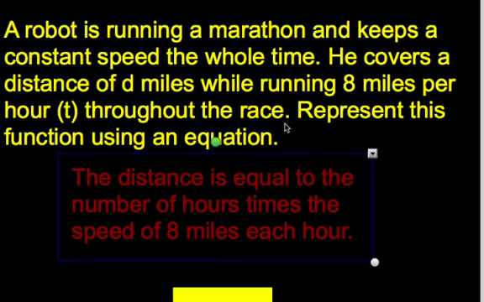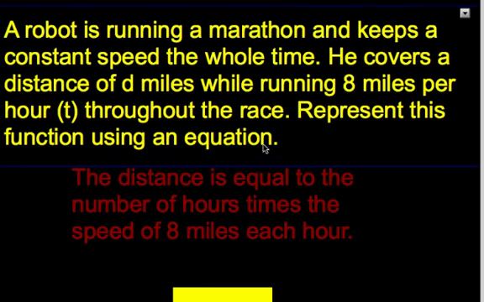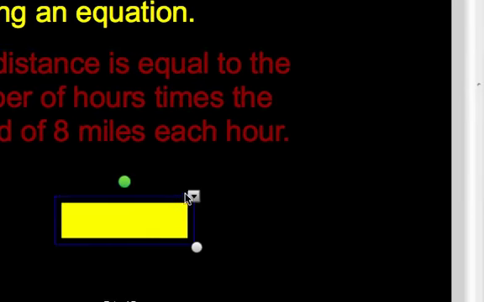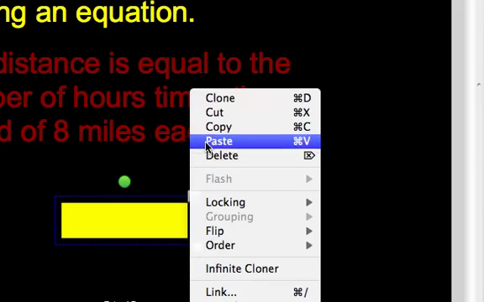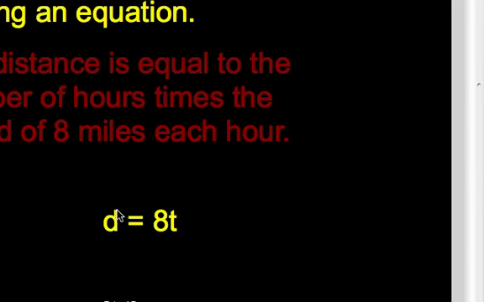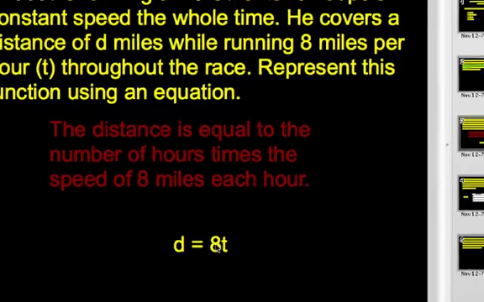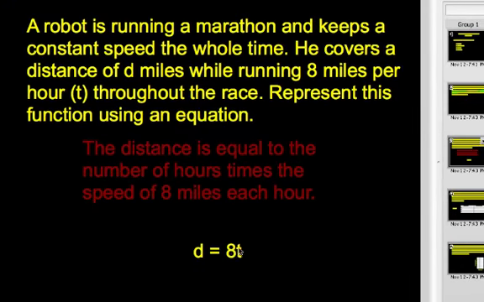So having said that, same problem, robot still running the marathon. Represent this function using an equation. Well, if we remove this here, we'll see that the distance, d, equals 8, which is the speed, 8 miles per hour, times the time, which is how many hours the robot happens to run. That's all you need to do to create the equation.